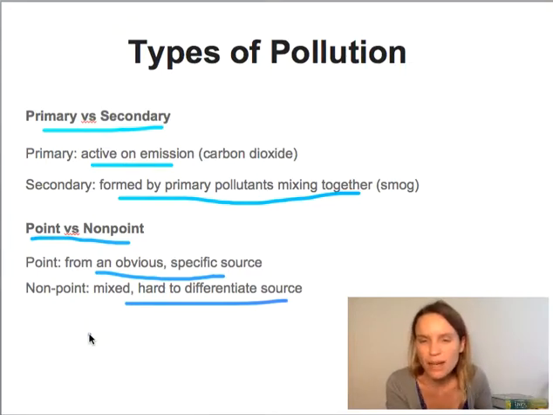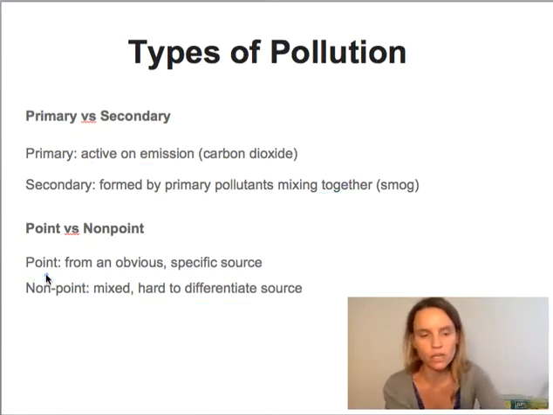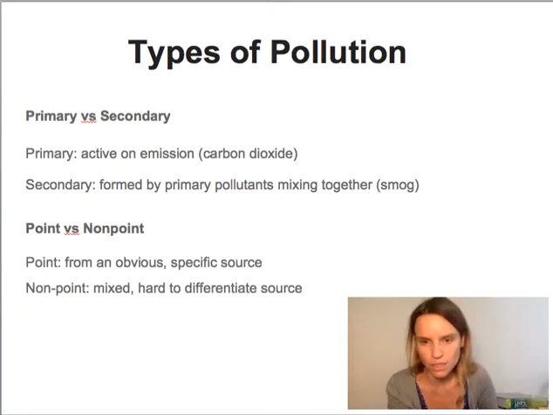And that we talked about a little bit in the last section, the idea of sustainability and tragedy of the commons. Non-point source pollutants are a big problem in the tragedy of the commons because if you're polluting but you can't see the immediate effects of your specific pollution, you're much less likely to be motivated to do something to clean it up. So those are some of the different ways that we can classify pollutants.